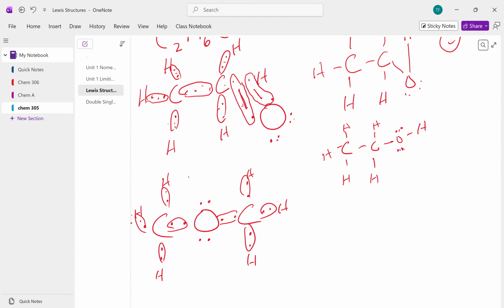Okay, any singletons left over? Nope. Okay, let's check for legality. Carbon needs 4 bonds. 1, 2, 3, 4 on the left. 1, 2, 3, 4 on the right. Oxygen needs 2 bonds. 1, 2.